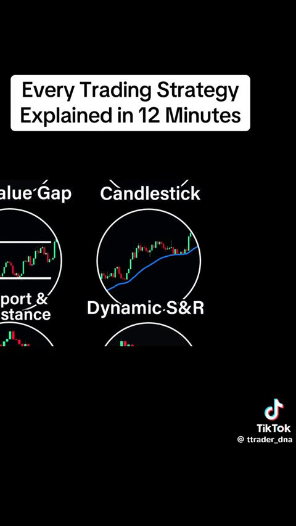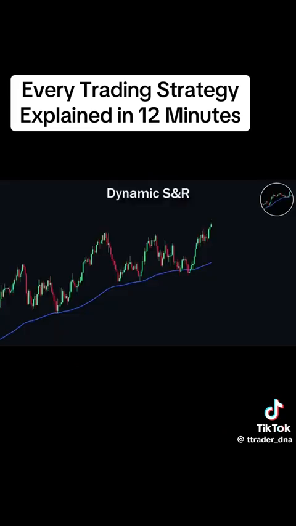Dynamic support and resistance. Similar to support and resistance, dynamic support and resistance also act as key levels. But instead of using static horizontal lines, it uses indicators like the moving average to act as our key level.